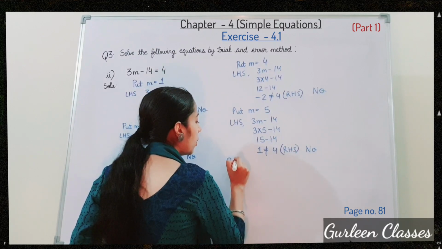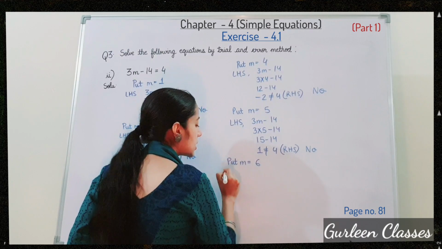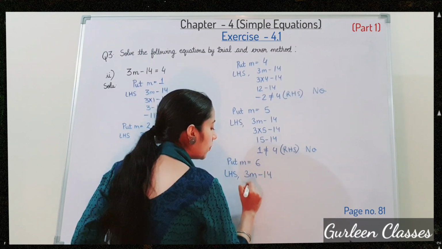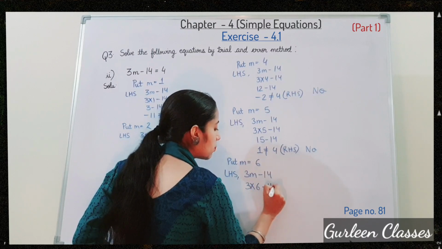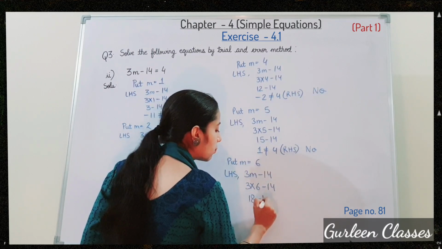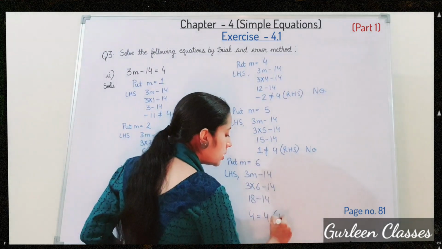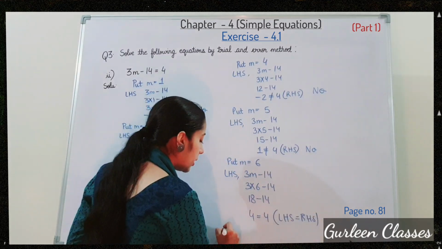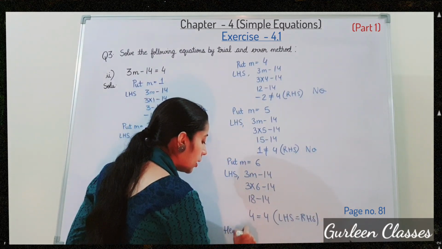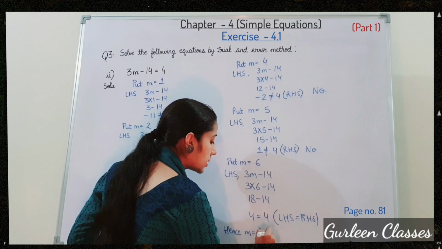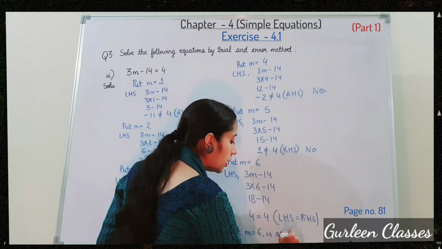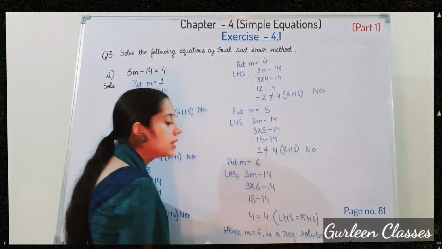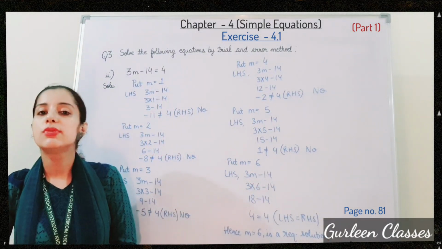So now again put m is equal to 6. LHS, that is 3m minus 14. 3 into 6 minus 14. 6 3s are 18 minus 14. 4 is equal to 4. So LHS is equal to RHS. So right here, hence, m is equal to 6 is the required solution. So when your m will be 6, then LHS and RHS both sides will be equal.